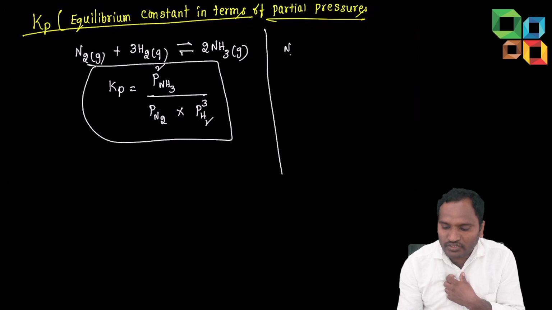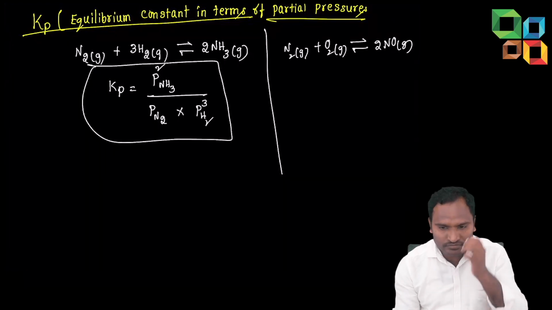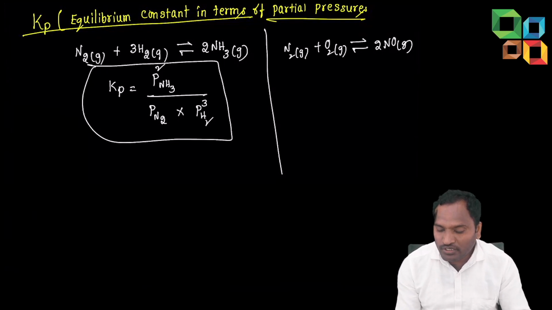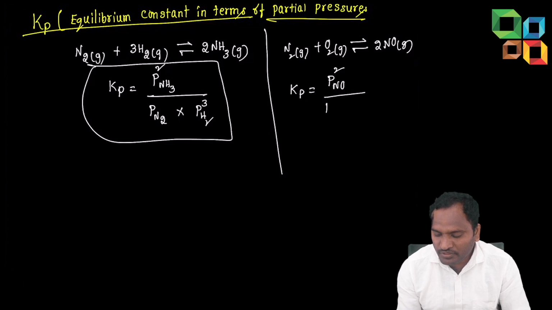Next one, N2(g) plus O2(g) is in equilibrium with 2NO(g). Here, if you want to find Kp, partial pressure of NO whole to the power 2 by partial pressure of nitrogen into partial pressure of oxygen.